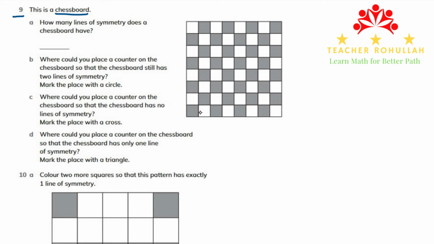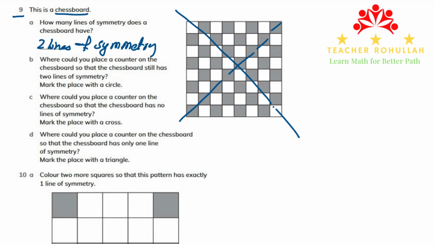The two lines of symmetry that we can find are this one, this one, and the one from this diagonal. Okay, now it has only two lines of symmetry. It does not have horizontal or vertical lines of symmetry. I can write two lines of symmetry.